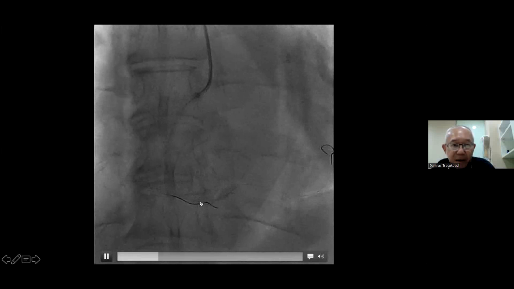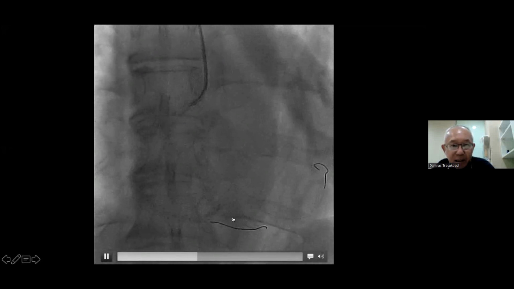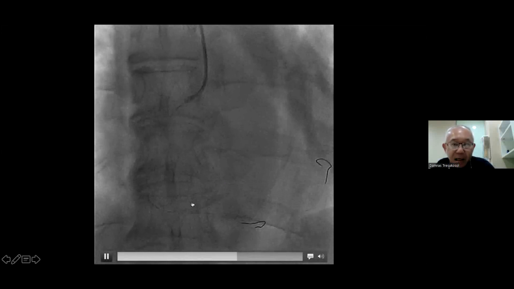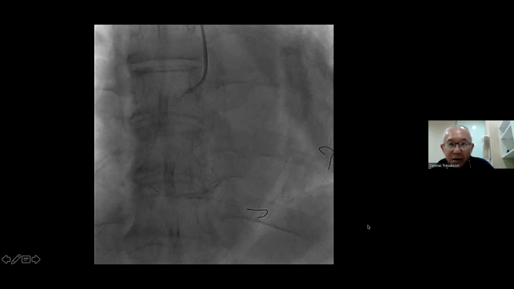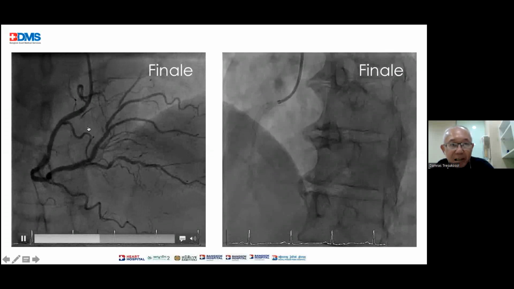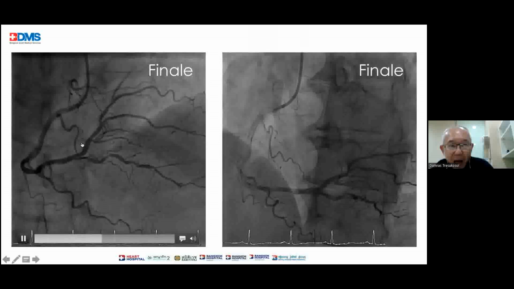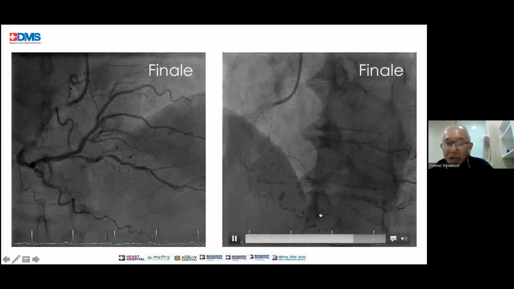After the stent was placed, we try to recross the stent strut to the RPD with a Fielder FC. You can see that it can pass through the stent strut, not so difficult. And this is the final angiogram. We do sequential balloon for this RPL and RPD. And this is the final angiogram.